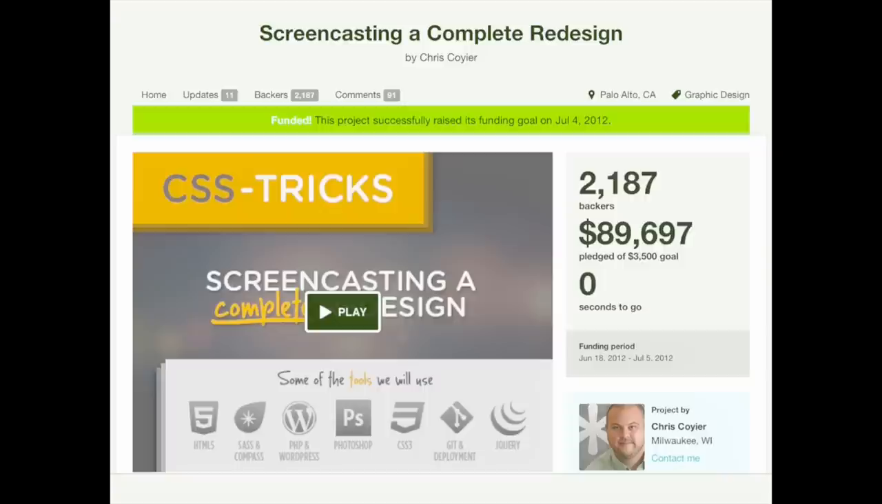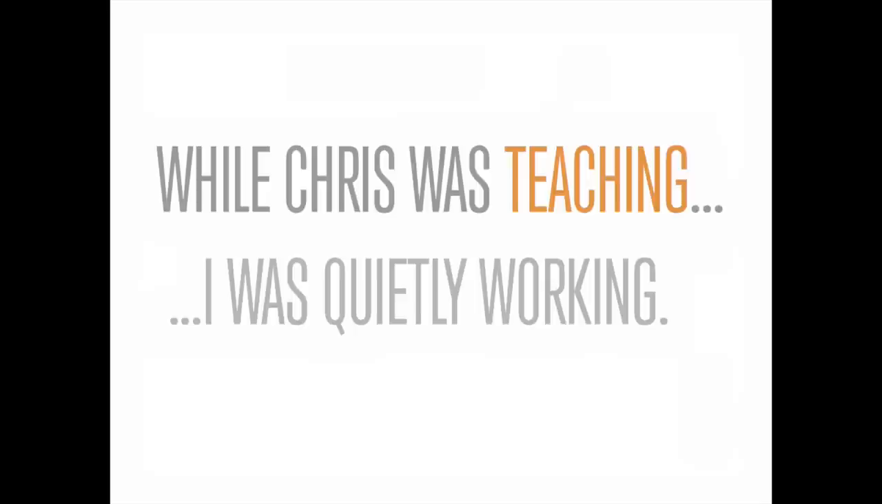And I looked at this and went, wait, what? So Chris and I, remember, we had the same skill level. We're both maybe now advanced web designers, I don't know. And so if we have the same skill at web design, how did he have the ability to basically flip a switch and raise $89,000? And I didn't. So it clearly wasn't our skill as web designers that gave Chris that ability. So really what it was is, while Chris was teaching, I was just quietly working.